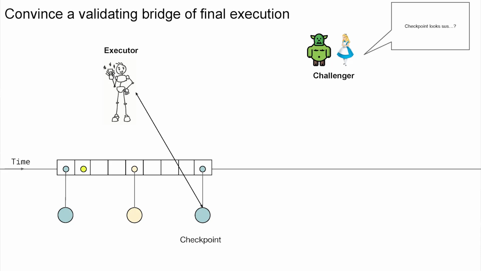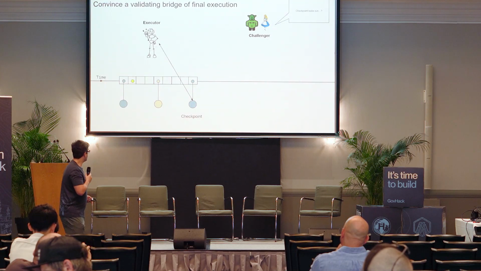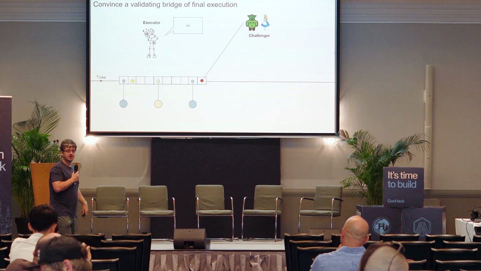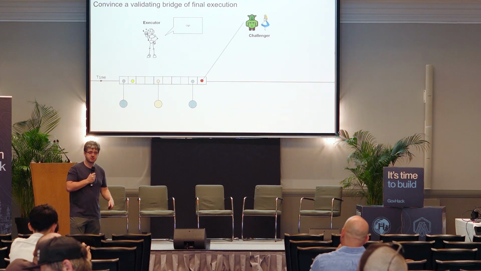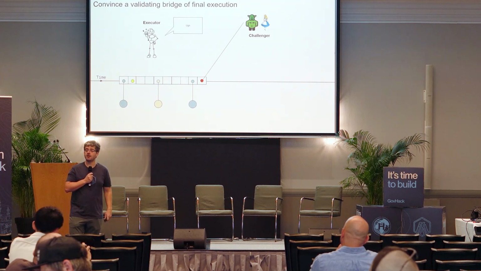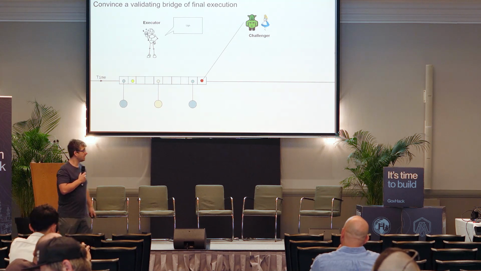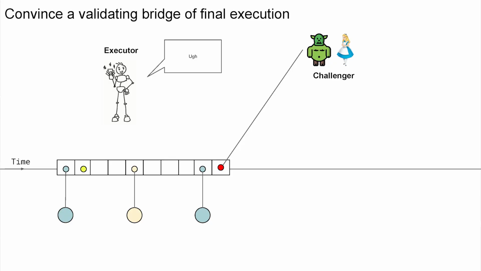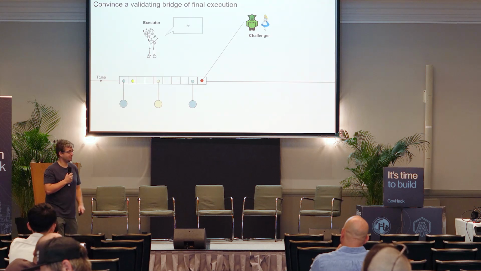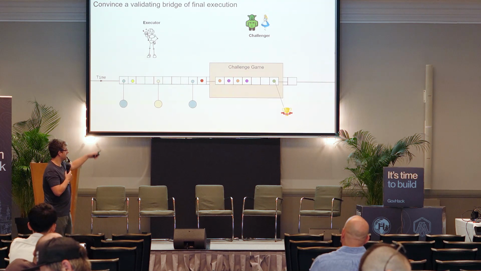The challenger could be a troll, or it could be an honest user called Alice who wants to protect the system. From the system's perspective, they don't know if the challenger is a troll or an honest party. But regardless, the challenger can come along and say, oh, executor, I don't like your checkpoint. It looks sus. I'm ready to play this game and prove that it is wrong. And of course, the executor's a bit like, ugh, now I've got to do this challenge game. So now there's this challenge game that happens on chain.